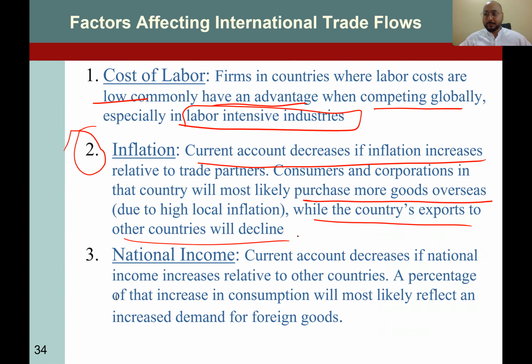right? Increases. And exports, their products look more expensive to the outside world, so their exports decrease. So that's why your current account decreases. You are going towards deficit rather than surplus.